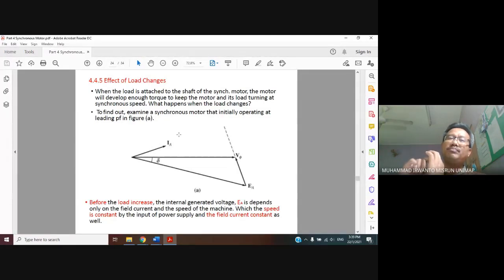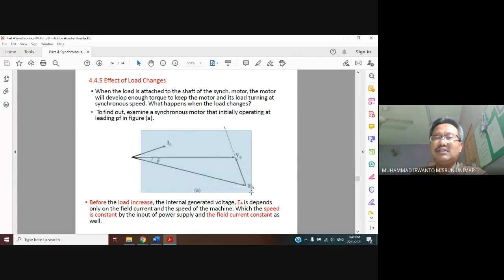Nah, ini about the effect of the load change. Nanti yang pasal ini test 3 ada, ya, test 3 ada. Dan tips hints untuk test 3 relate to the synchronous motor Jumat hadapan saya bagi, ya. Okay, and then look at this, ya, this phasor diagram. Okay, remember, I repeat again.